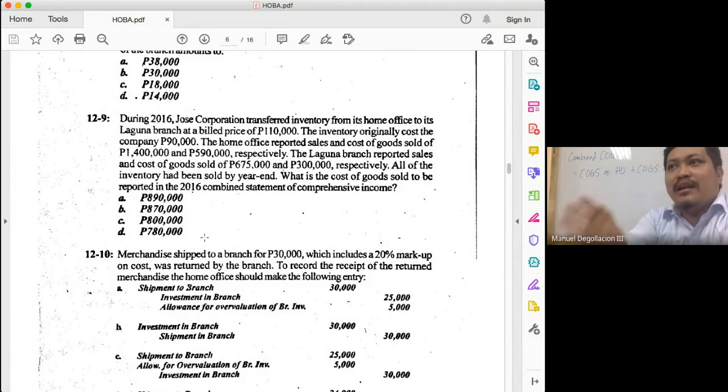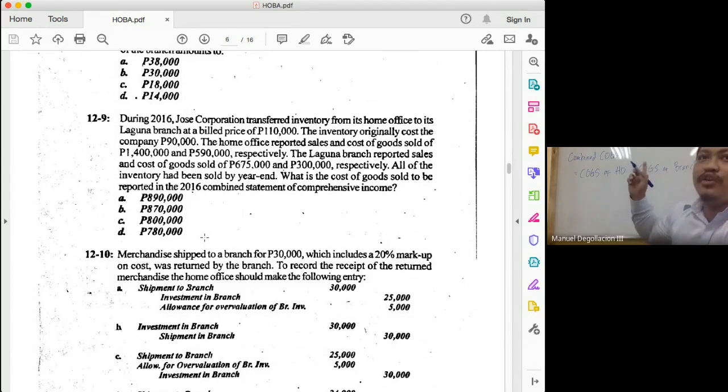Why can we not rely on the cost of goods sold of the branch? Because this is based on figures that include a markup. If we're looking for a combined amount, it should be the true amount already. It should not have any overvaluation. Okay? But how does the branch compute for its cost of goods sold? Beginning inventory plus shipments from home office plus purchases will give you the cost of goods available for sale of the branch, minus the ending inventory of the branch will give you the cost of goods sold of the branch.